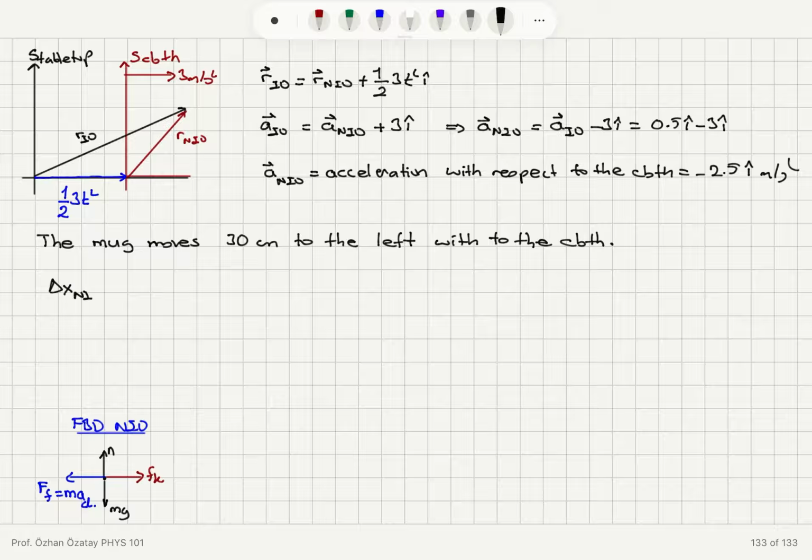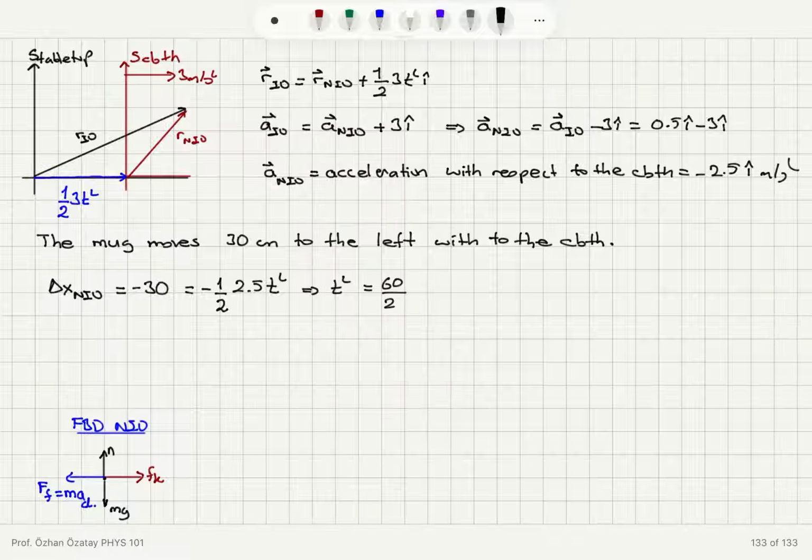The displacement of the mug, as reported by the cloth observer, is basically 30 centimeters, and it's in the minus i hat direction, minus 30 centimeters. We have an acceleration in the minus i hat direction, so it is minus 1 over 2, 2.5 t squared. So we find that t squared is equal to 60 divided by 2.5.